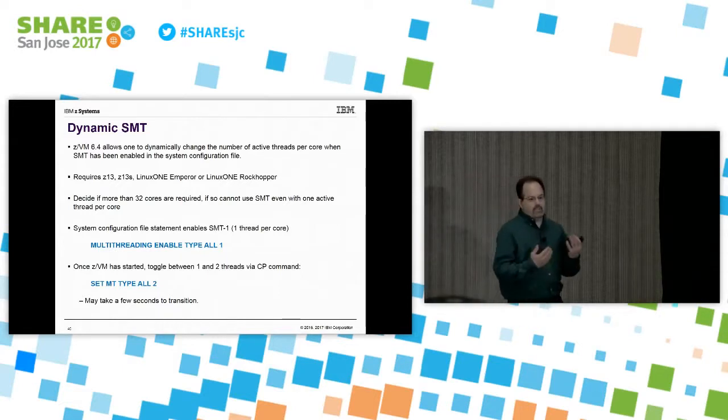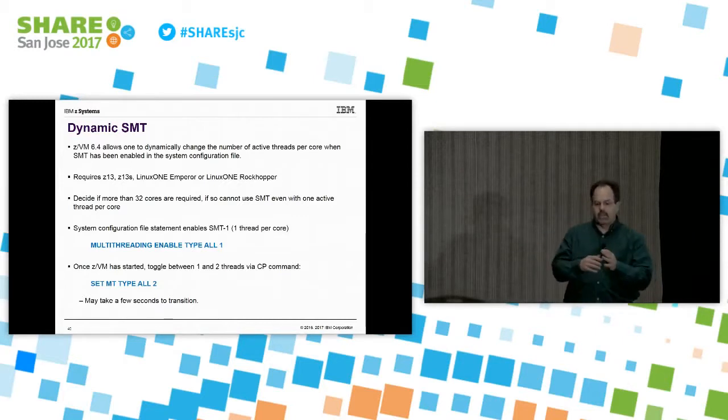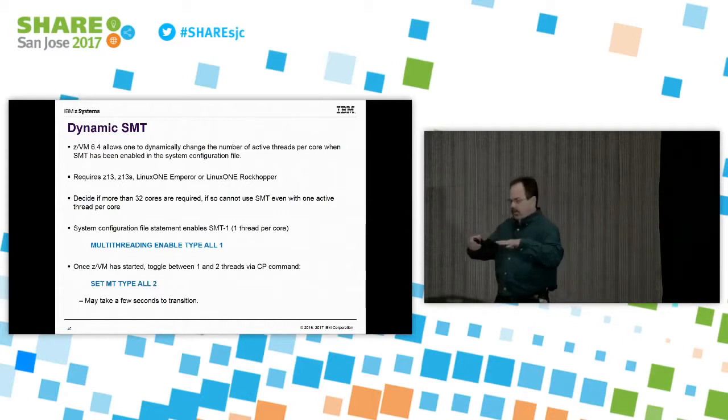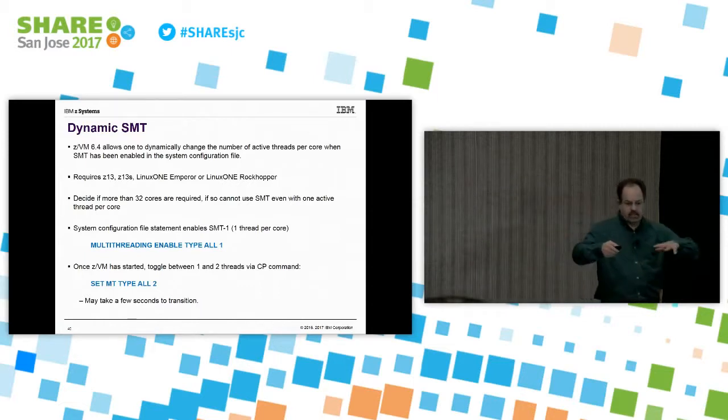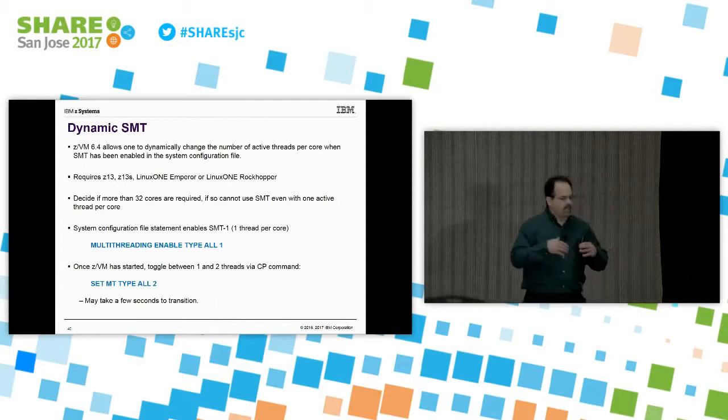This is a process. It doesn't change immediately. It starts immediately, but there's some reconciliation that has to be done and handshaking to get all of your cores set to the number of threads you want. Based on the work they're doing, they have threads with stuff running that has to finish. So it may take a few seconds for the transition to complete. So you can toggle back and forth.